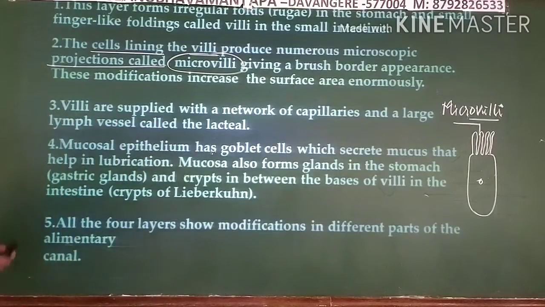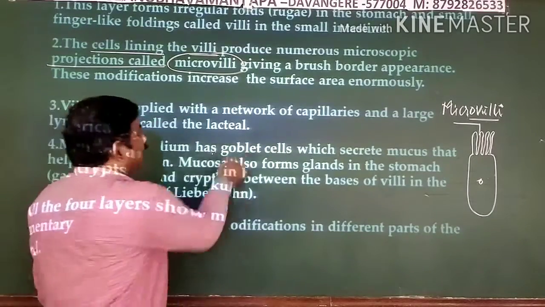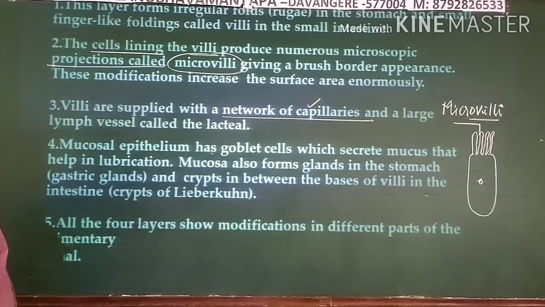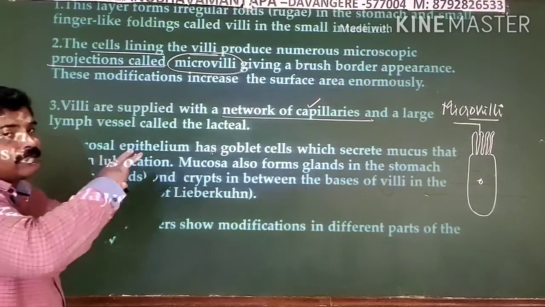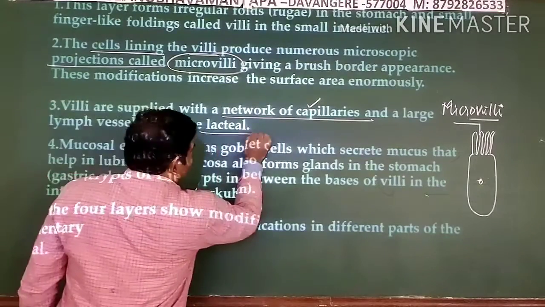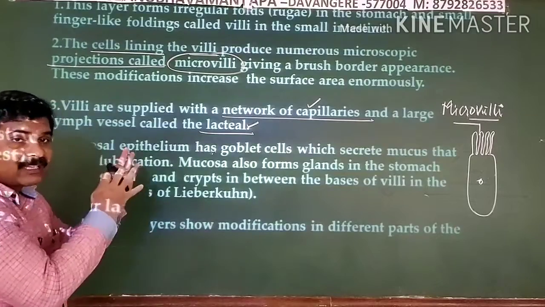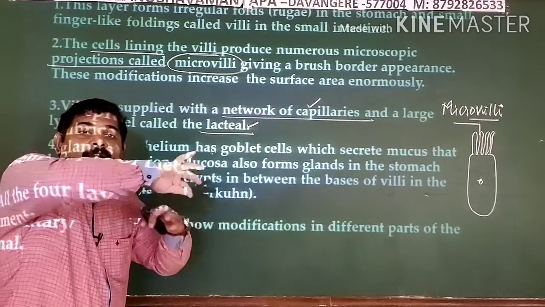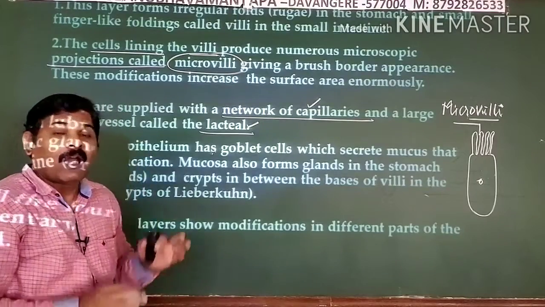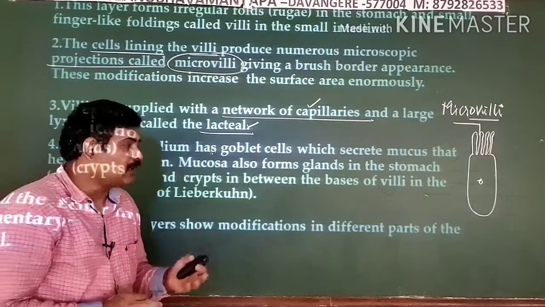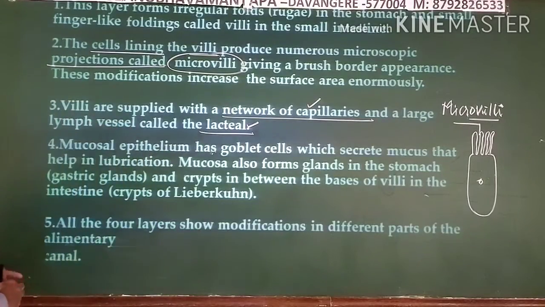Next to this, the villi is supplied with a network of capillaries, and this network of capillaries is present around a lymphatic vessel which we call the lacteal. The lacteal is a lymphatic vessel present at its center, around which a network of capillaries is formed, and this network of capillaries is formed by arteries as well as veins, that we have to keep in mind.